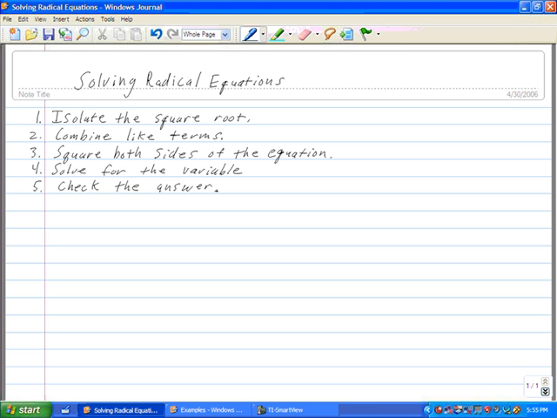So let's start working some of these, and let's start off with some very simple and straightforward examples. Let's look at square root of x equaling 7. Step number 1, isolate the square root. We see square root of x is already on the left side by itself. Step number 2, combine like terms. Well, there aren't any. There's only one term per side. So, step number 3, square both sides.